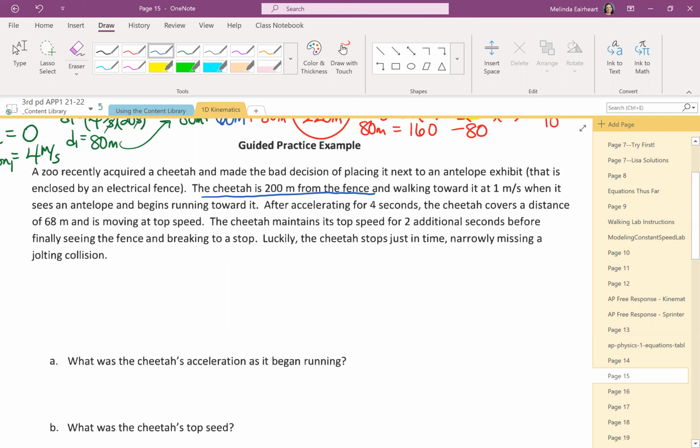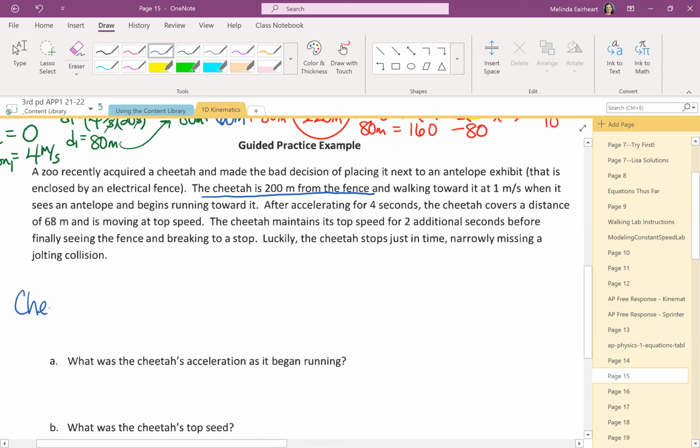Good. I'm going to cut the first one off, so we don't know how long they were walking at 1. We gave you the 1 meter per second so that there would be an initial velocity. I get what you're saying, but the timer begins when they see the antelope and start running. That's how we'll view it, okay? And so we're going to look at 3 parts of the motion.